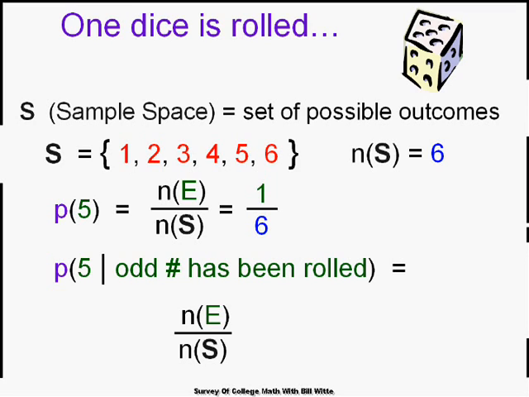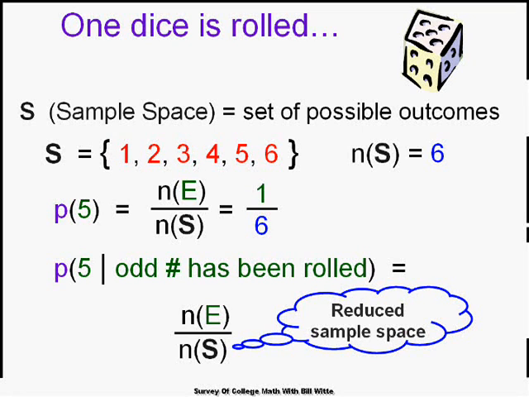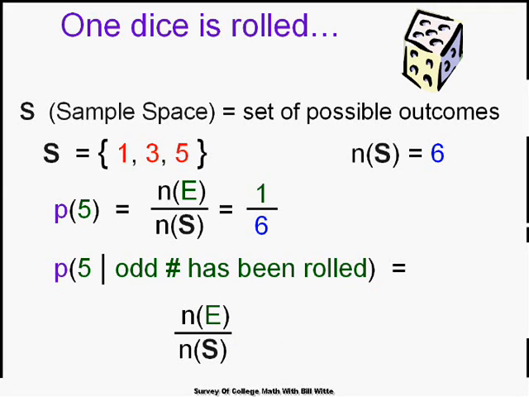Well, the number of ways I can get a 5 hasn't changed, has it? There's only one way to roll a 5. Whoa! But my sample space has changed, hasn't it? The number of possible ways that I can get an odd number has changed. I've reduced that sample space from 6 items to only 3. Haven't I? 1, 3, and 5. So, that changes everything. The odds of getting a 5, given that an odd number has already been rolled, is not 1 out of 6, but rather 1 out of 3, or 1/3.